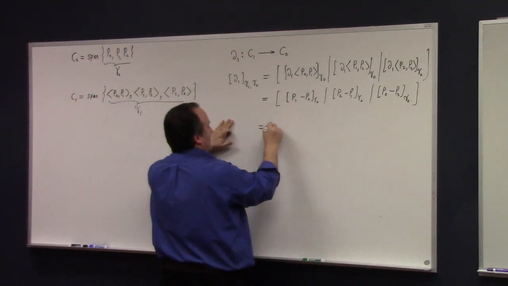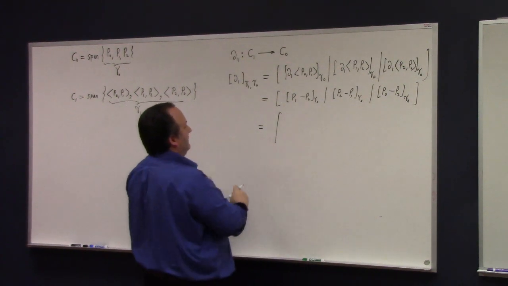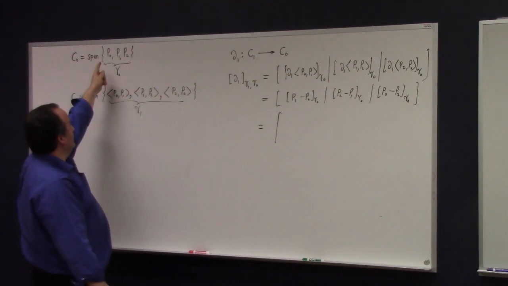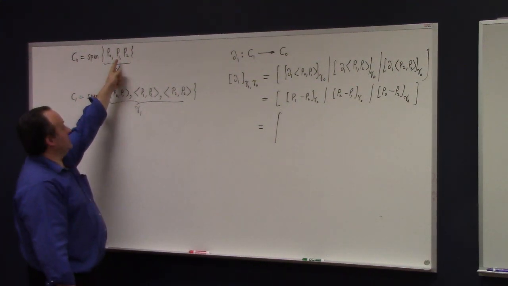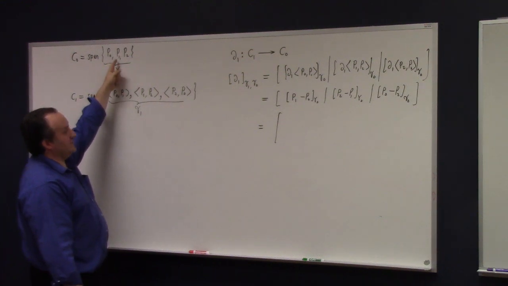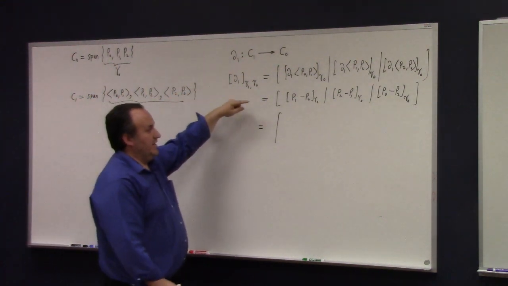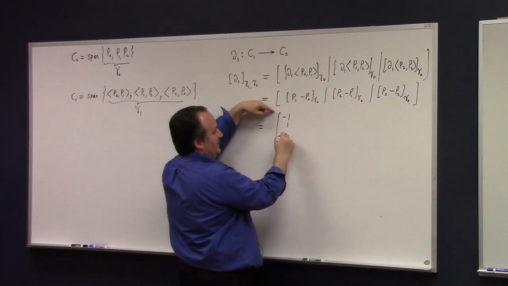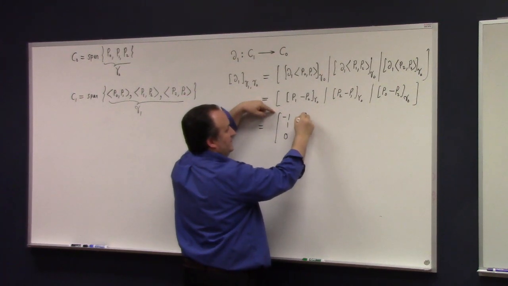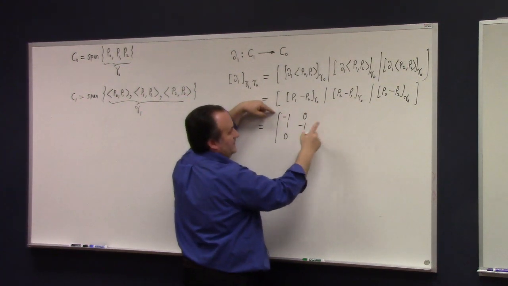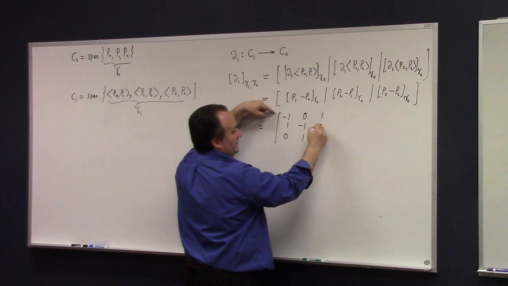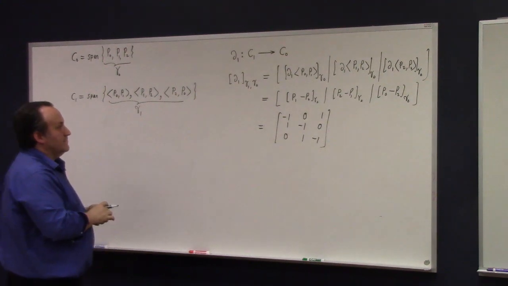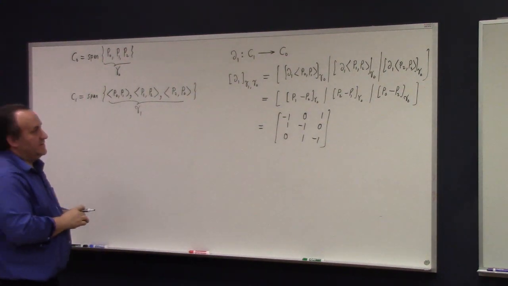Now, what are those? Well, that depends on the ordering of the basis, you see? The 0th one is P0, the first one is P1, the second one is P2. So this is minus 1, 1, 0. This, 0, minus 1, 1. That, 1, 0, minus 1. So there you go, that's the matrix.